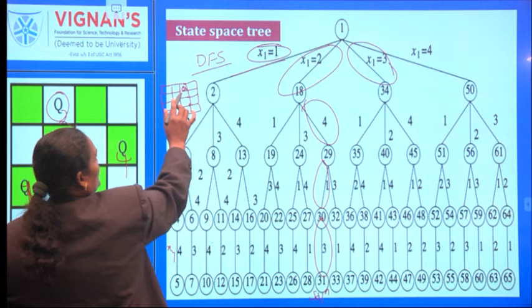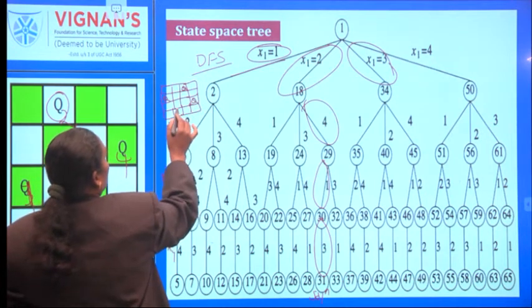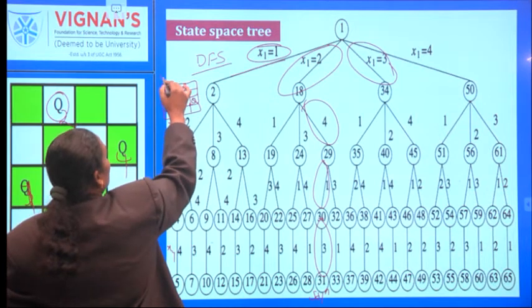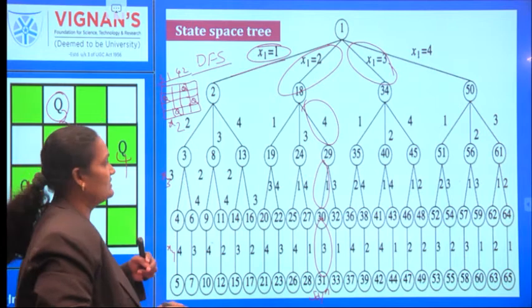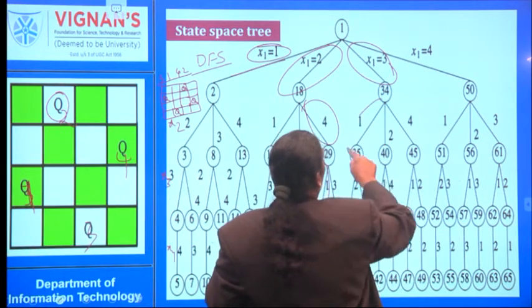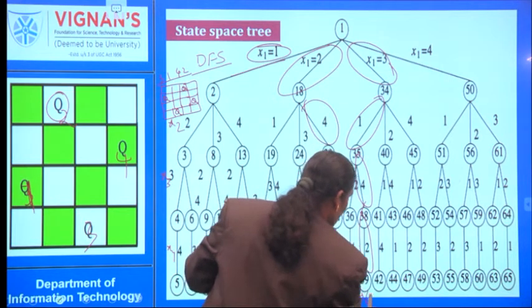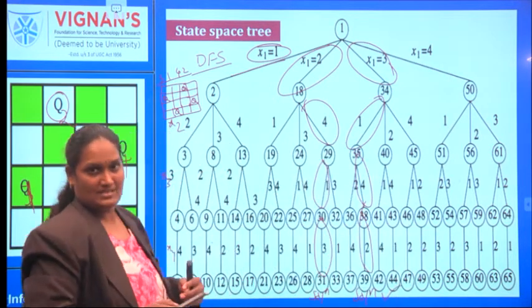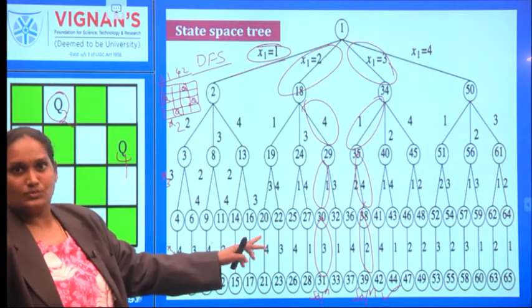Here I placed the first queen here, second queen here, third queen here, and fourth queen here, which is nothing but 3, 1, 4, 2. This is another solution. That is 3, 1, 4, 2. This is another solution for the 4 queens problem. So here we found 2 solutions for the 4 queens problem.